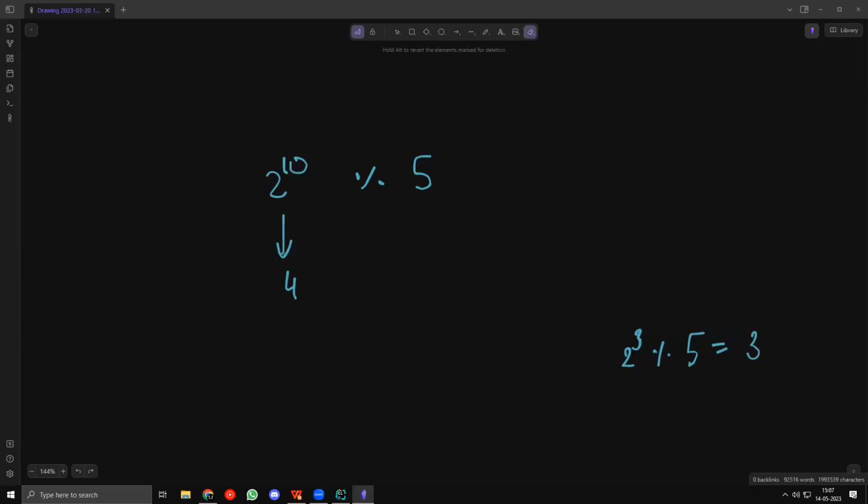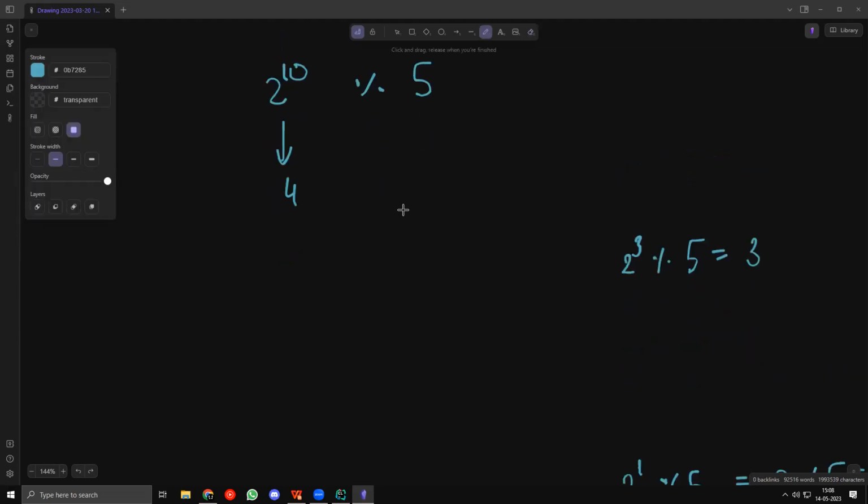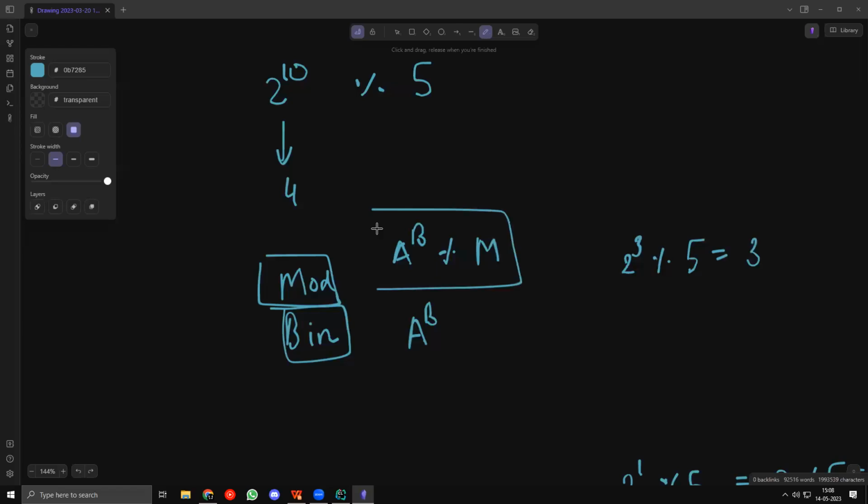Okay, Ankit is asking how to identify whether we have to use logarithmic or binary exponentiation. Okay, I think you're confusing this a little bit. It's modular exponentiation or binary exponentiation. Modular exponentiation is only used when you want a to the power of b modulo m. And binary exponentiation is used when you just want a to the power of b. When there is no modulo m factor involved, you use binary exponentiation.